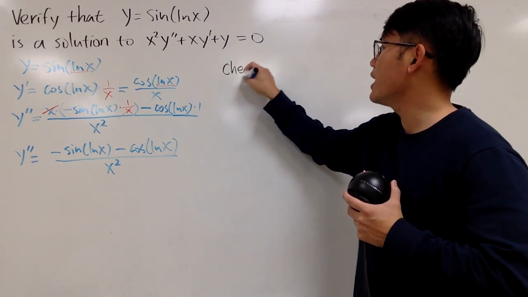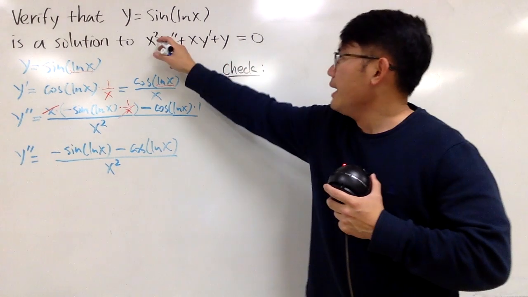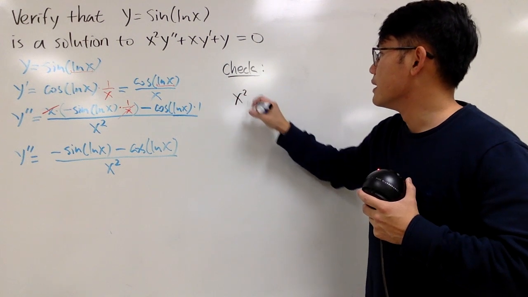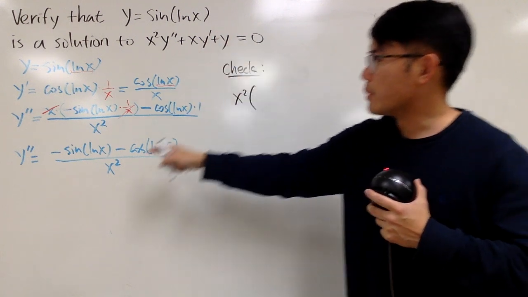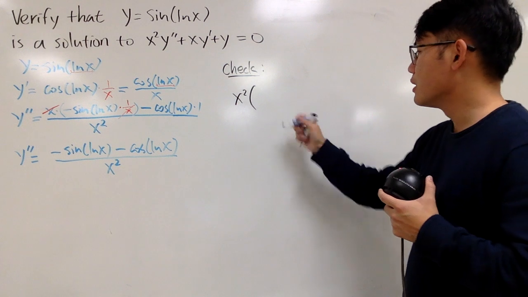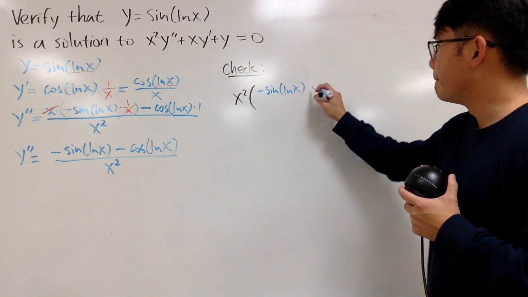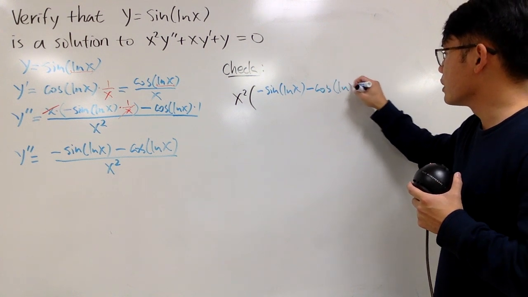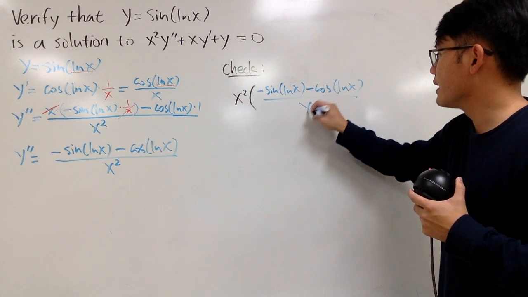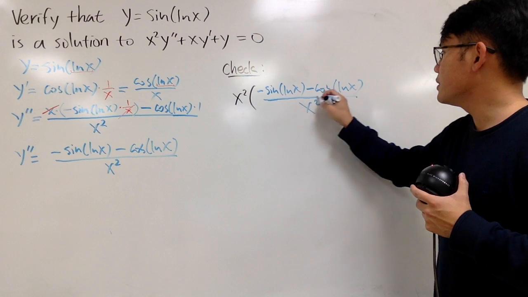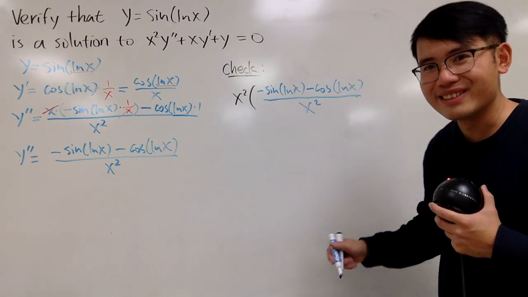This is the check now. x squared is just x squared, of course, times y double prime, which is this. You put it here, you get negative sine of natural log of x minus cosine of natural log of x all over x squared. Huh, it's pretty nice, huh? Because this and that will cancel.